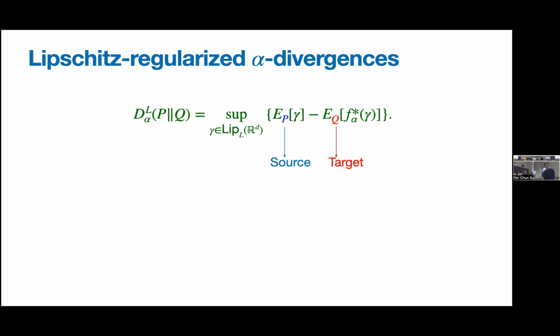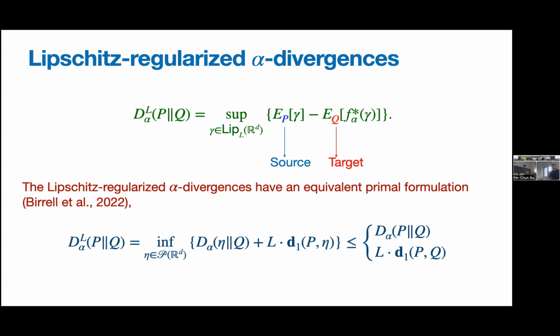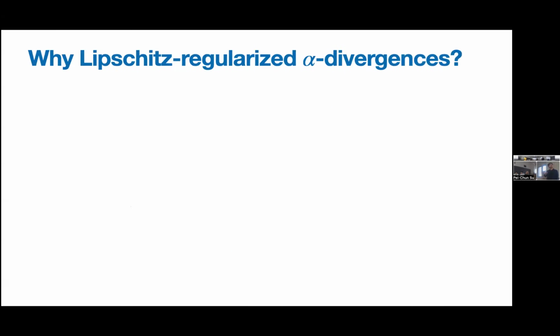Okay, so it has an equivalent primal formulation, which is an infimal convolution between the alpha divergence and the Wasserstein 1 distance. So it's upper bounded by either the alpha divergence or the Wasserstein 1 distance between P and Q. Because if you plug in P, you have the alpha divergence; if you plug in Q, you have D1. So we want to show that this less than or equal to can be strictly less than.